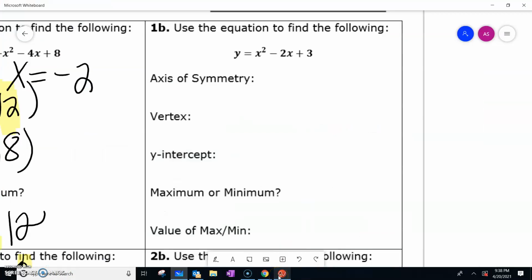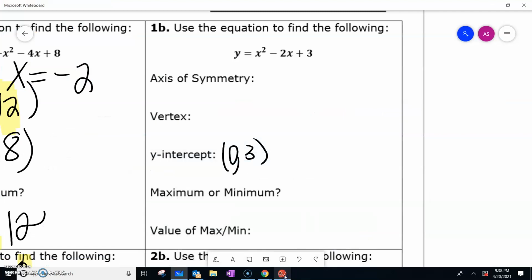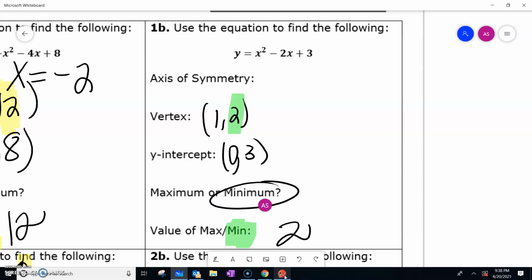Let's go ahead and write that down. And I'm just going to write it down as it comes to me. Okay. I'm going to keep going to the right. Here's our vertex, which is also our minimum point. And that's 1 and 2. So I'm going to write 1, 2. Remember, from that vertex, we know it's a minimum point, and then that minimum value is always the y value of your vertex, which is 2.